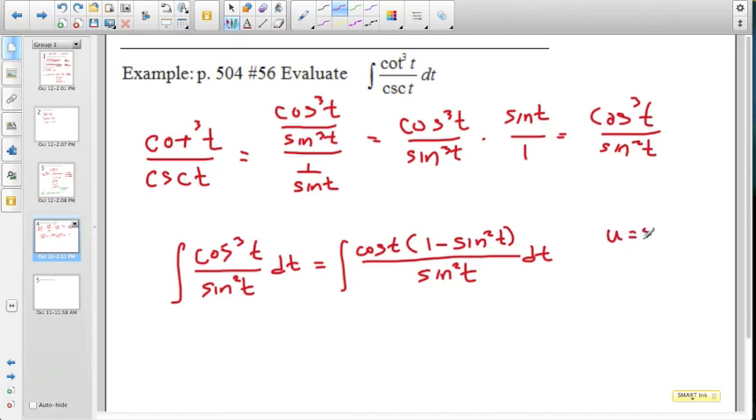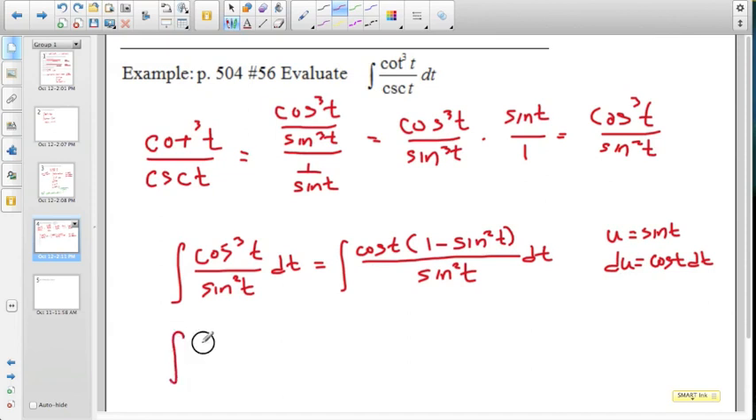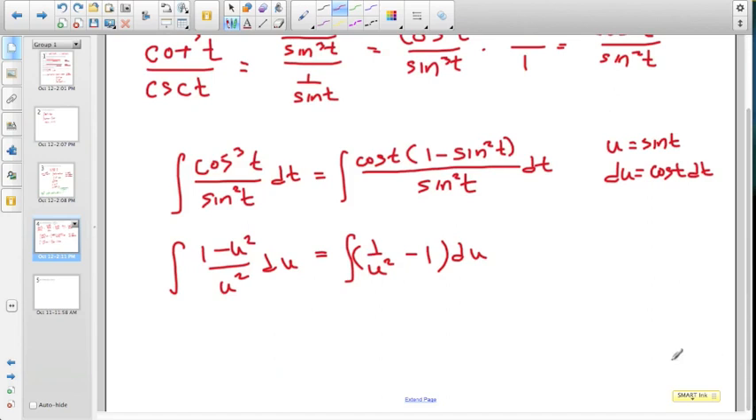We'll let u equal sine of t, which means the derivative du equals cosine of t dt. And so we're going to substitute out that cosine of t. And so we have an integral that looks like 1 minus u squared over u squared du. And then I'm going to split this into two fractions. So we have 1 over u squared minus 1 du. And so there's the expression that we have to integrate.